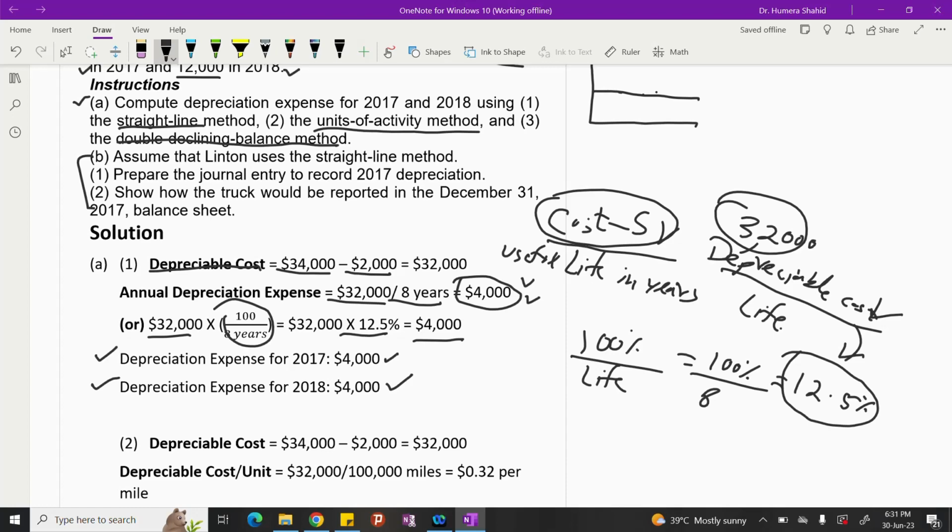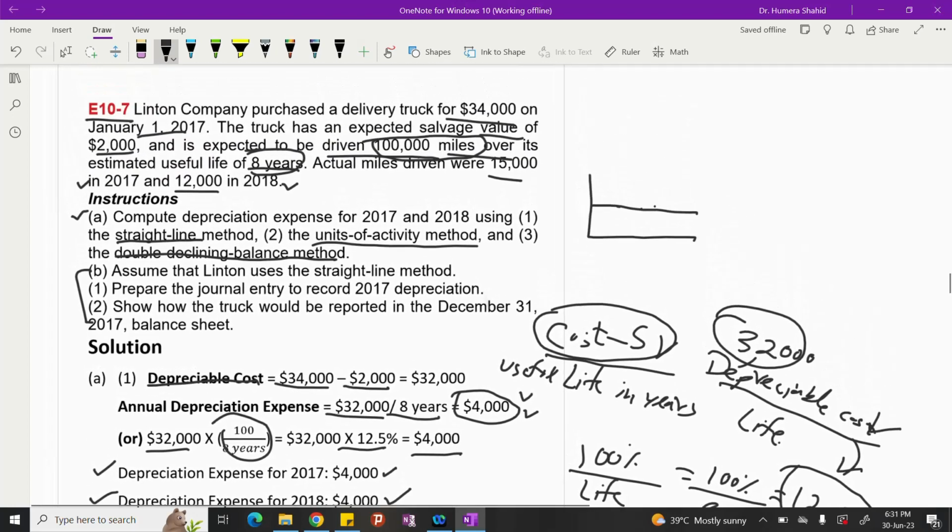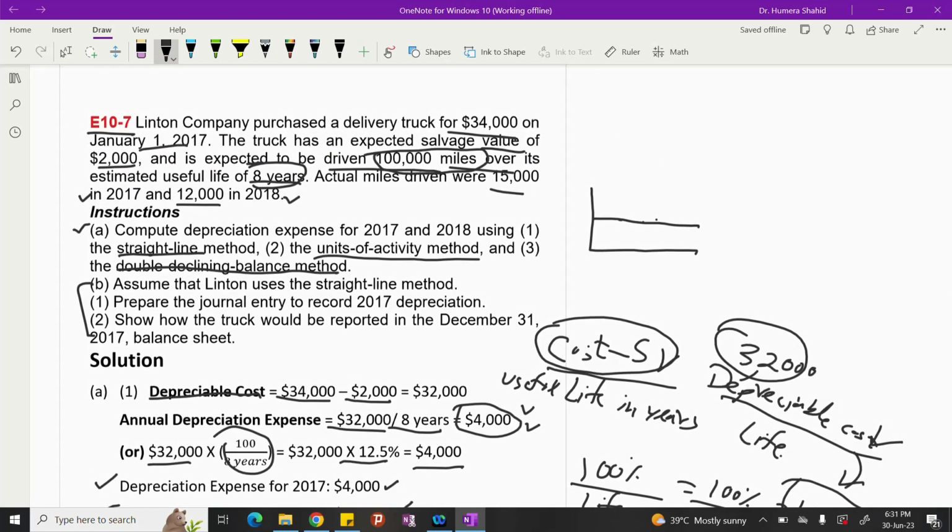Let's move towards the second method, which is the unit of activity method. And don't forget that the unit of activity method needs activity every year as well. So for 2 years, 2017 and 2018, they want us to use it. So 15,000 miles were used in 2017 and 12,000 miles were used in 2018.